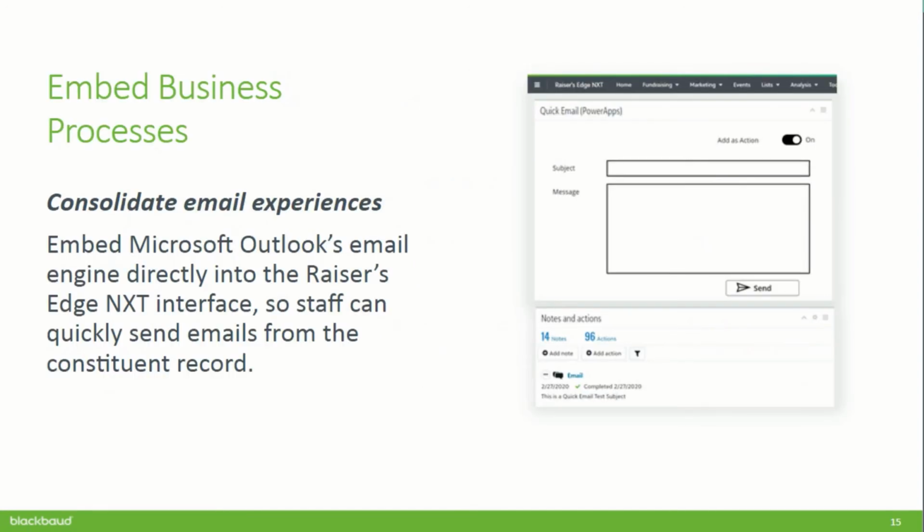If we're thinking about embedding business processes, one of the most common use cases that we've seen, and something that's been really helpful, is to consolidate email experiences. Say you're on a constituent record, you think of something, you need to send an email to them, you can do that right within the interface and then track it as an action.